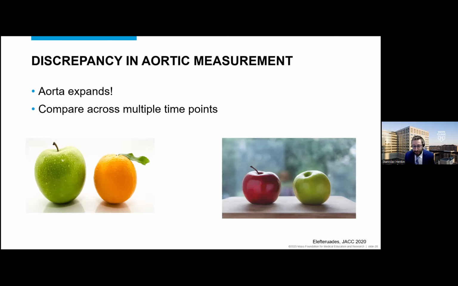Well, this kind of study has actually been done, and this is with experienced radiologists and cardiologists. When you take a look at the same imaging modality with the same radiologist or echocardiographer at different time points, there may be a discrepancy of up to 3 millimeters with the same aorta of the same patient. So know that that exists and do everything you can to take that weakness away.